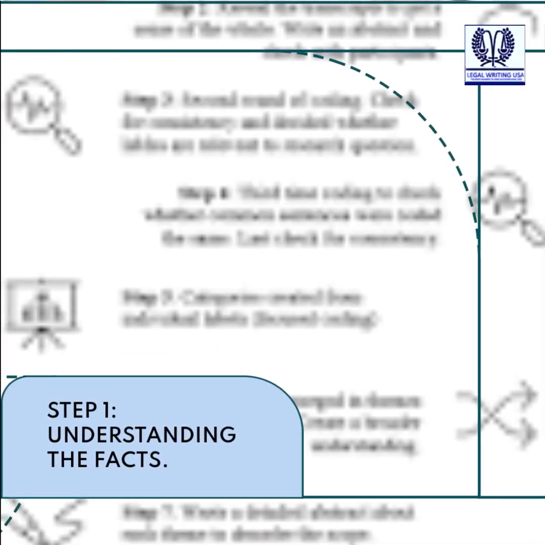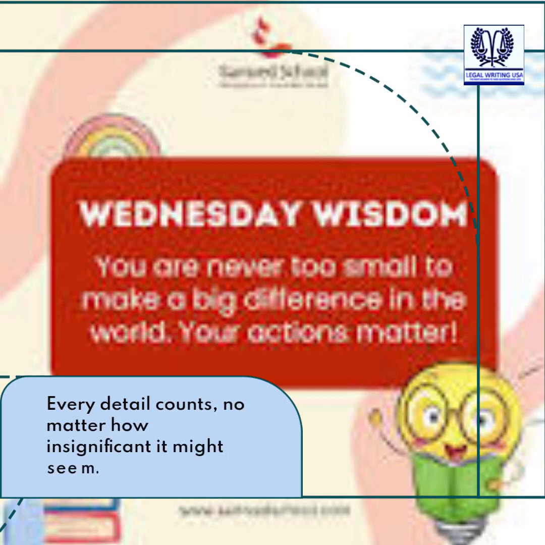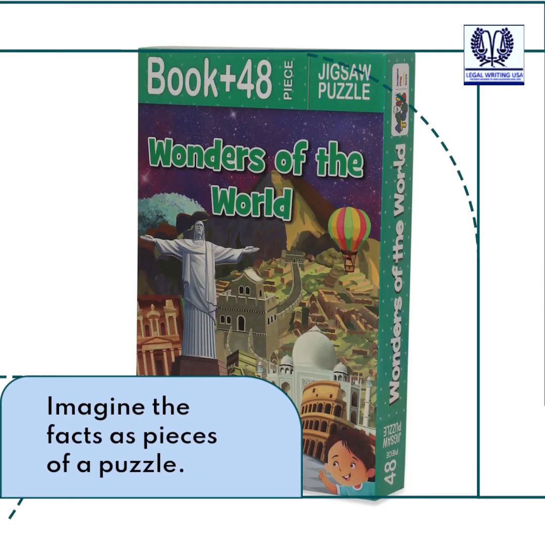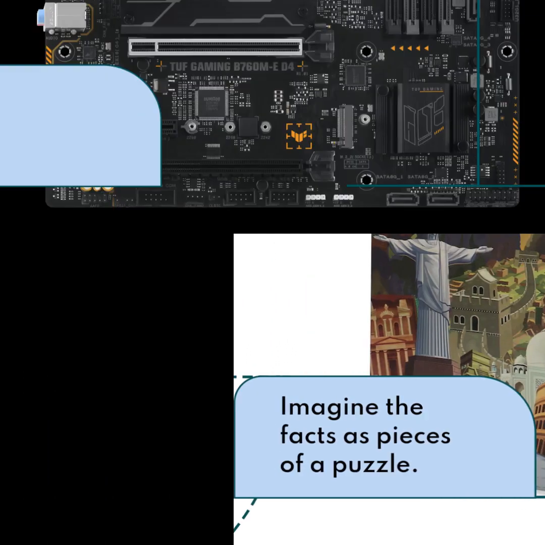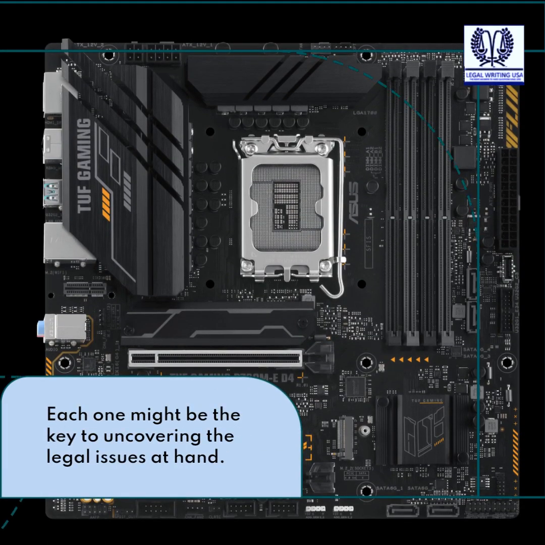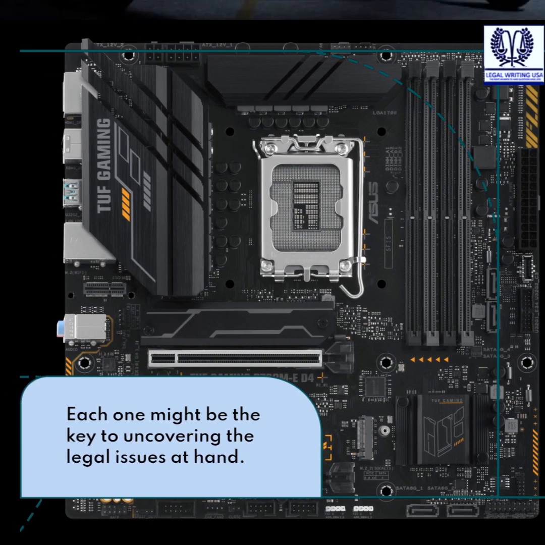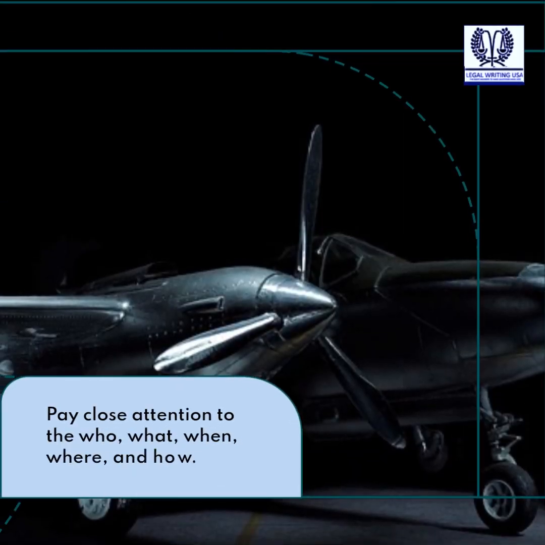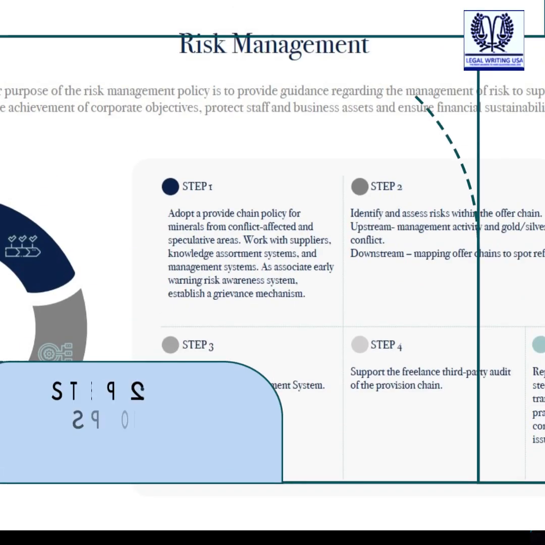Step 1. Understanding the facts. Every detail counts, no matter how insignificant it might seem. Imagine the facts as pieces of a puzzle. Each one might be the key to uncovering the legal issues at hand. Pay close attention to the who, what, when, where, and how.